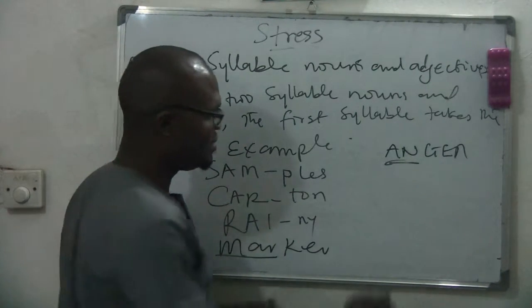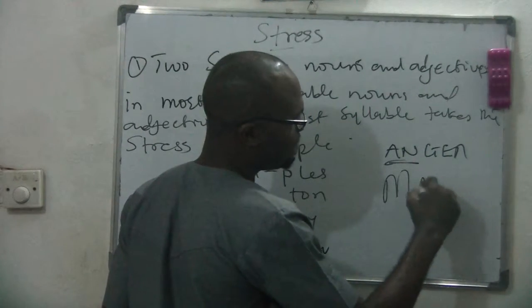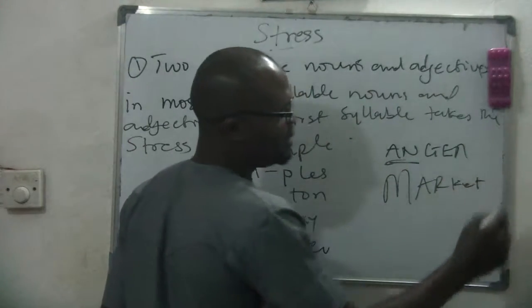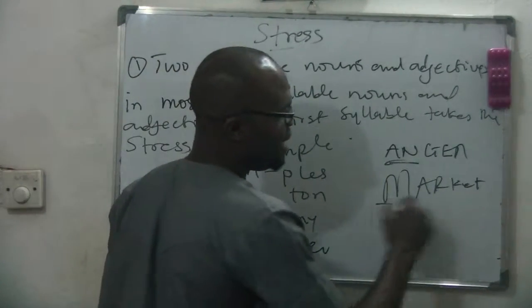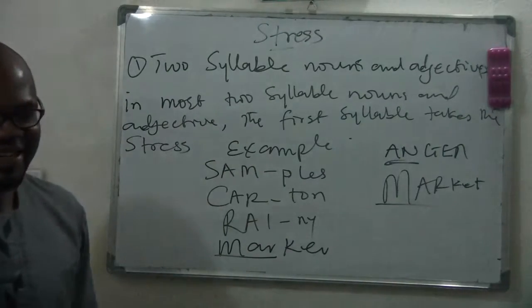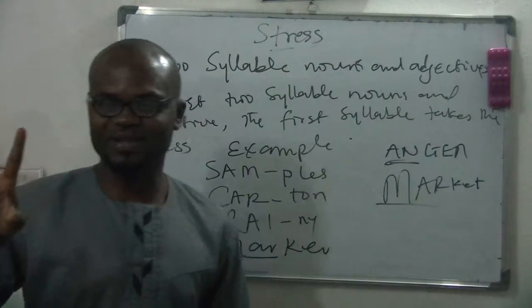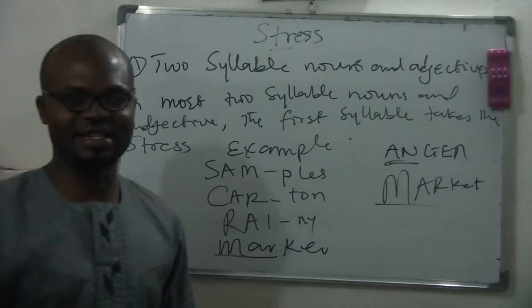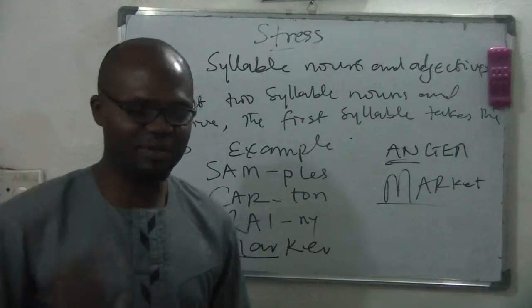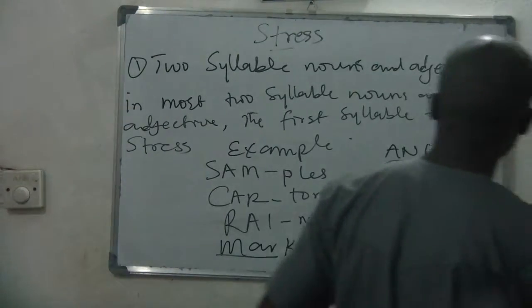Market. Good. Market. Where is the stress? You see, once the syllables are two and it's either a noun or an adjective, make sure that the stress is on the word's first syllable. Now we'll pick another example.